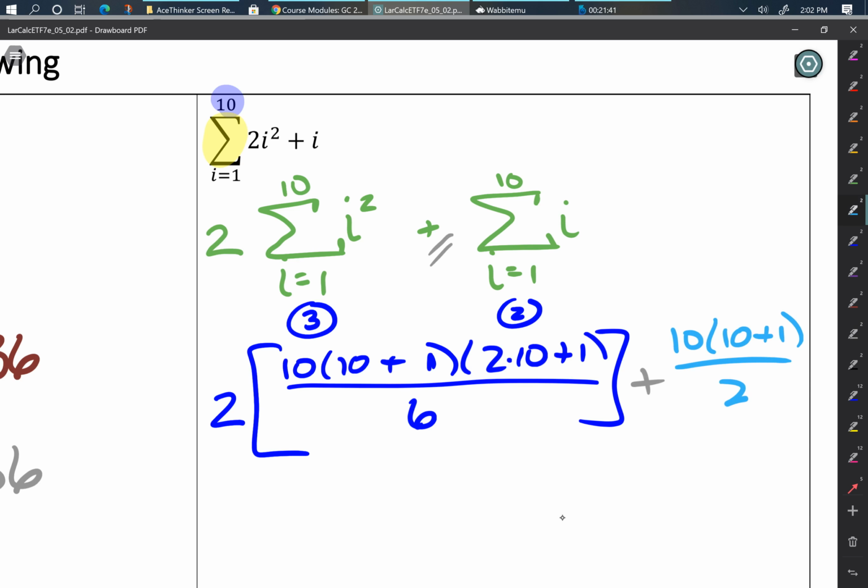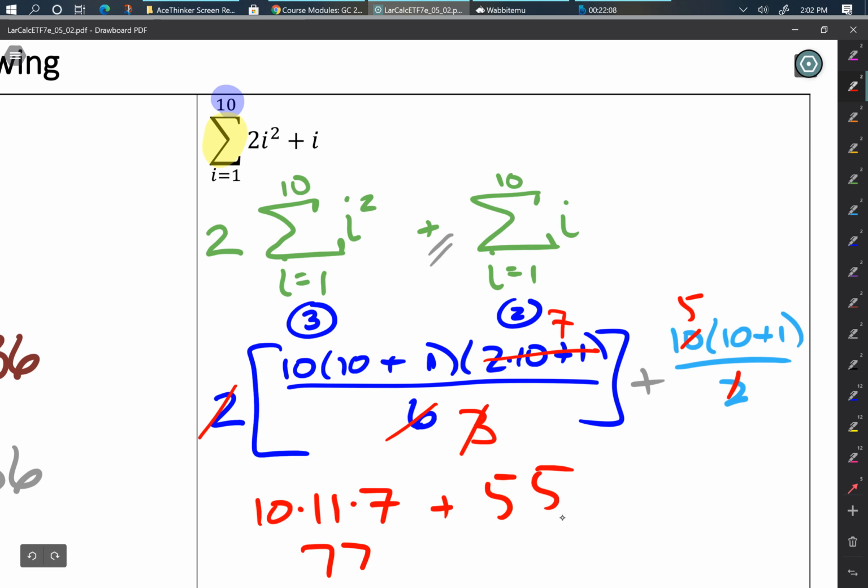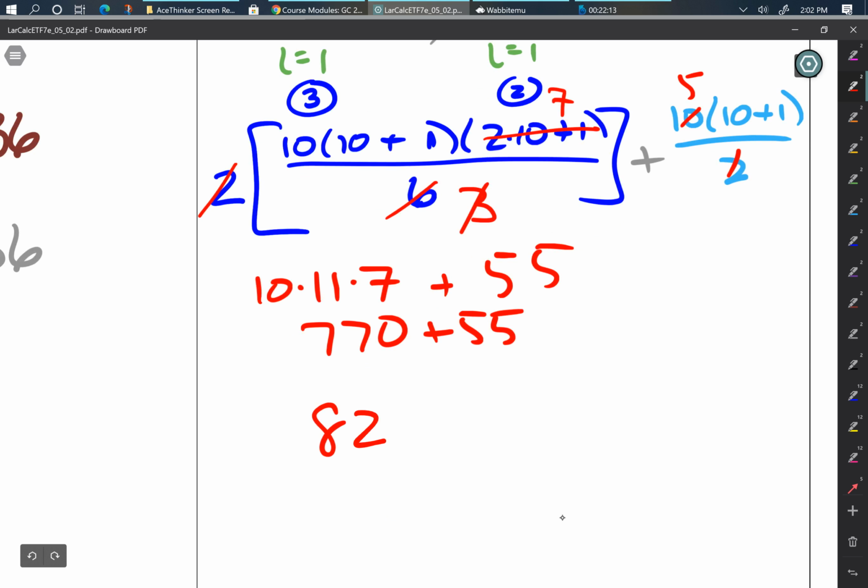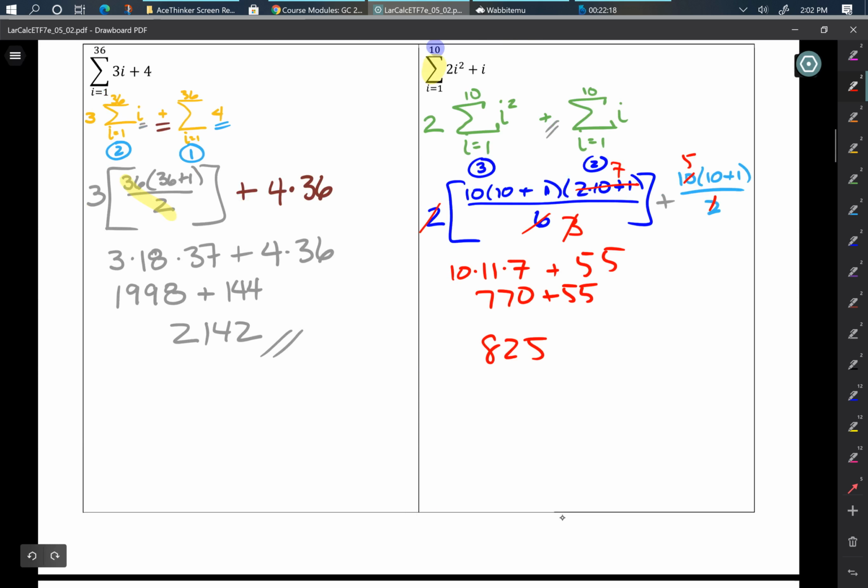Okay, now I just got to go through and clean this mess up. Let's see, 2 times 10 plus 1 is 21. So that's going to be a 7, and that's going to go away. So it looks like I've got 10 times 11 times 7 plus, let's see, 5 times 11 is 55. So 770 plus 55, 825 is my summation. And there we are at 22 minutes. Okay?